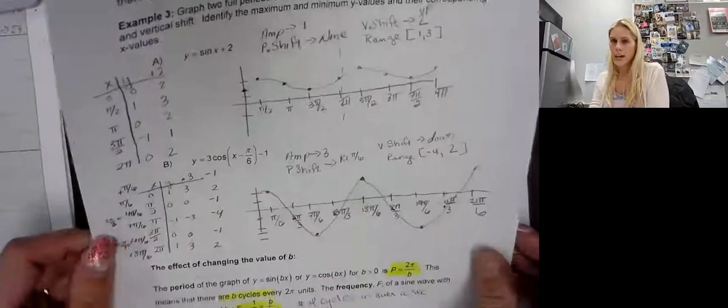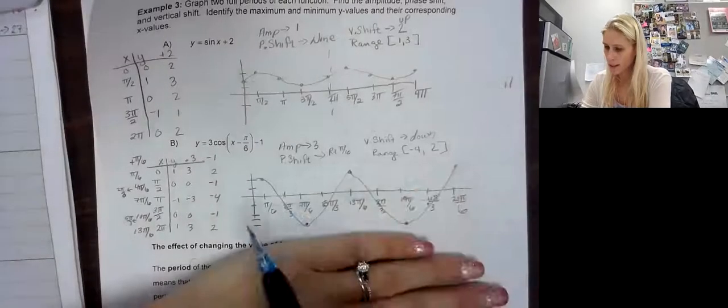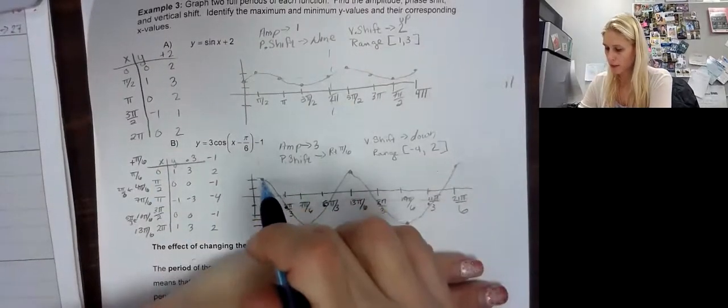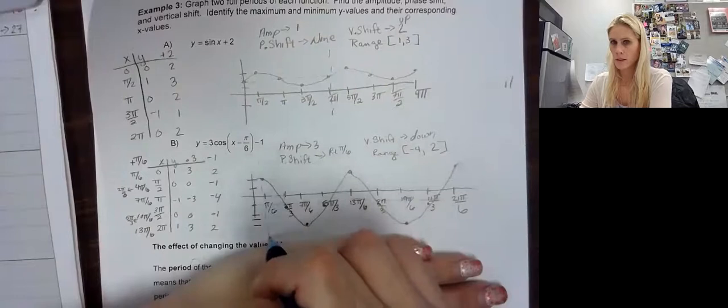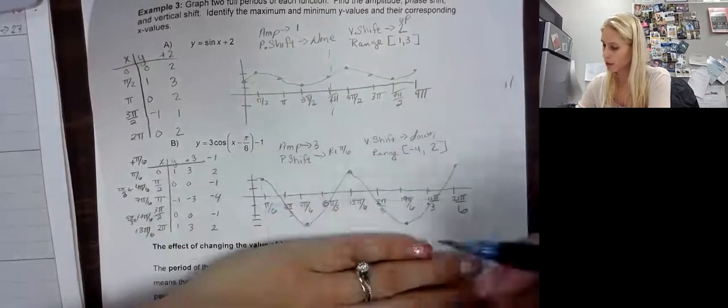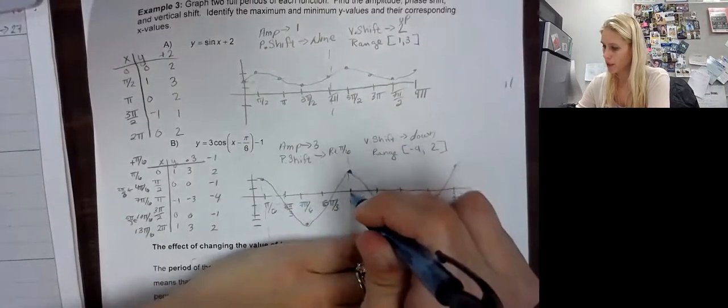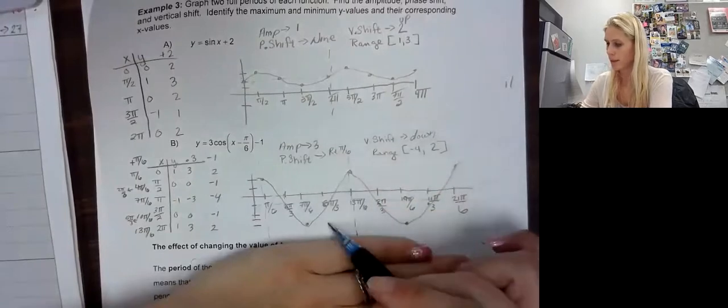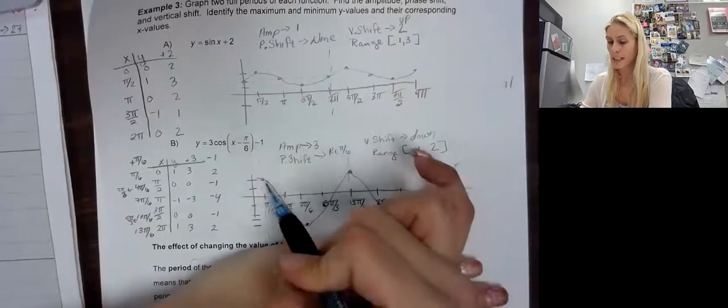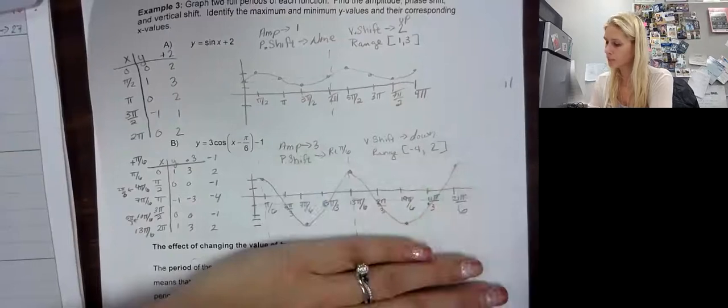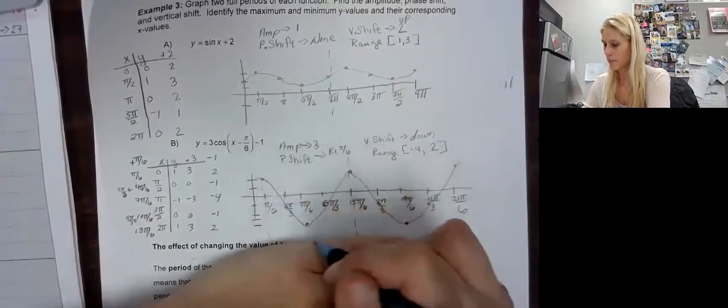When I graph that, again, I'm starting at pi over 6, and my full period there goes to 13 pi over 6. So there's my second. This makes sense because cosine starts on top, and I plot my points.